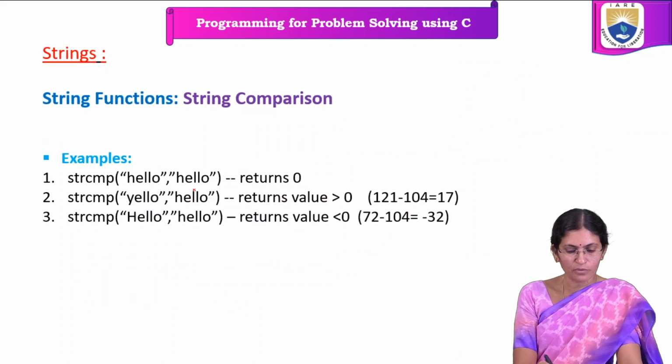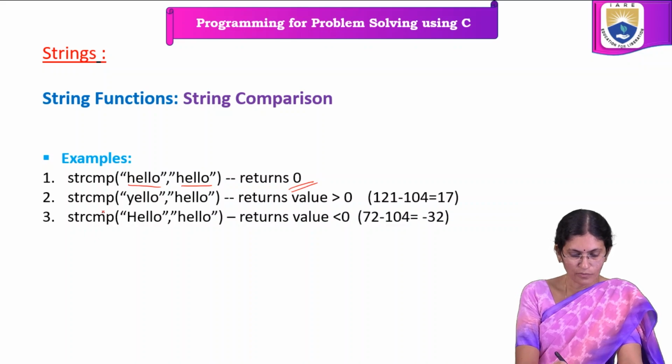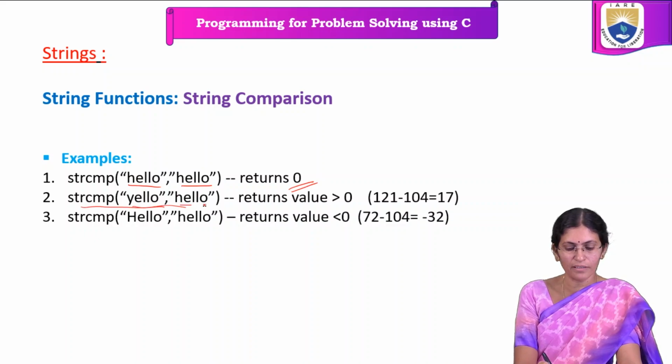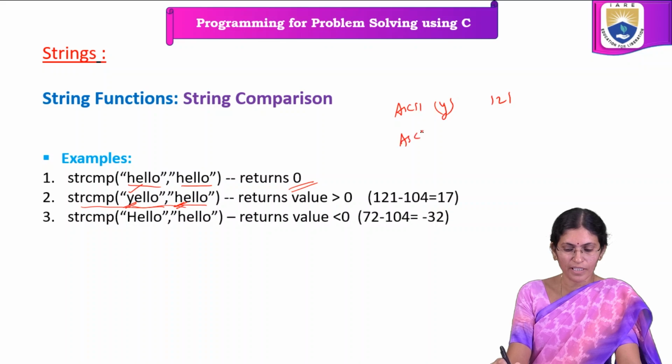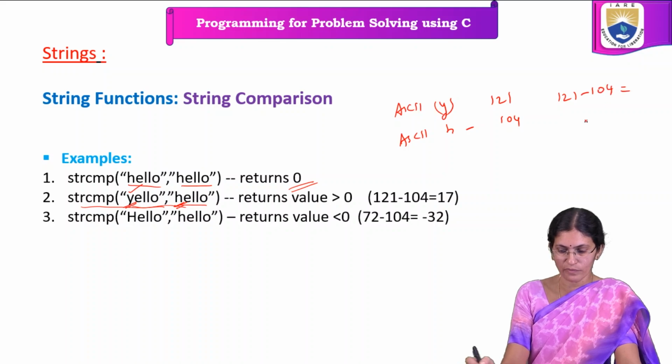So for example, if you compare these two strings, strcmp hello and hello, both strings are equal, so it will return 0. Now for example, if you compare yellow and hello, the first non-matching character is y in this string and h in this string. The ASCII value of y is 121, and the corresponding ASCII value of h is 104. The difference of these two is 121 minus 104, which comes out to be 17. So this is a positive value, that means it is greater than 0.